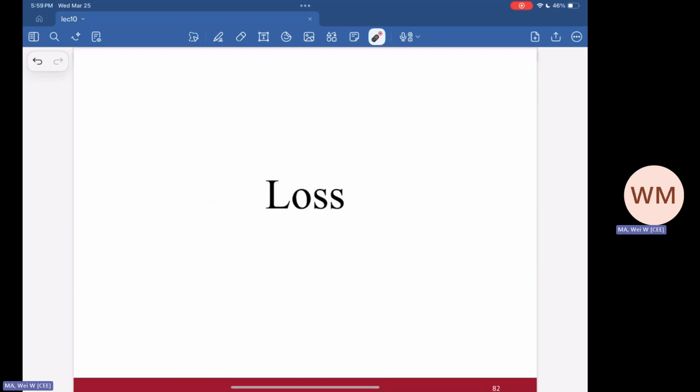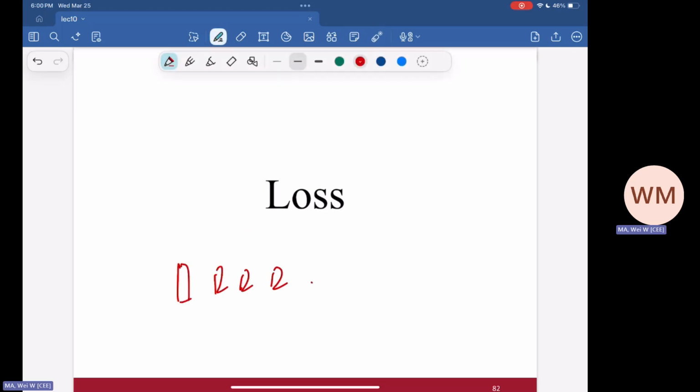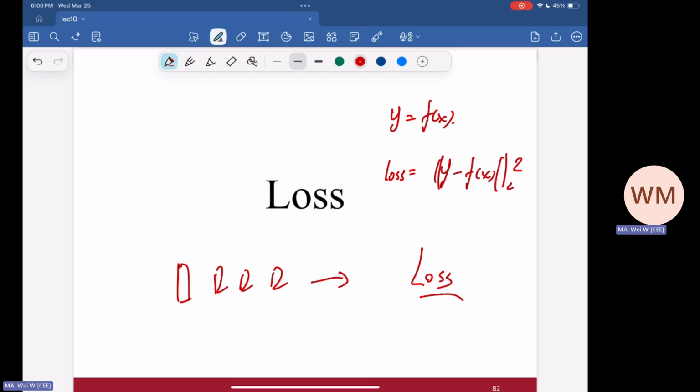When we talk about training a neural network, given a neural network, eventually you need to calculate an objective, and we call this objective the loss. For example, for supervised learning, your objective is the difference between the ground truth and your answer. For example, you have y equals f(x), and the loss will be y minus f(x) or something like this. This is basically your objective, and you want to minimize the loss.